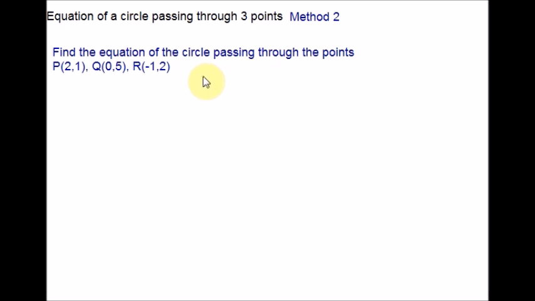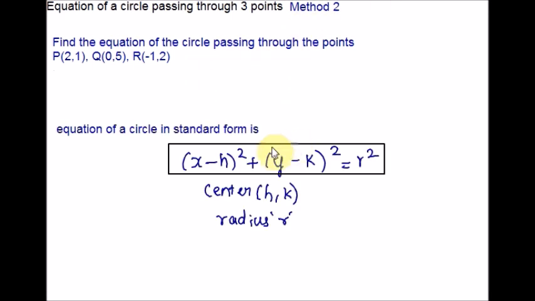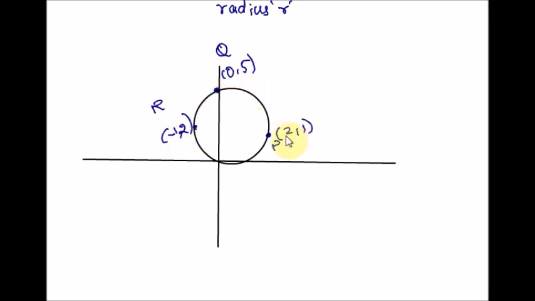I have taken an example. We are going to use the center and radius form of a circle. Here is the standard form of the circle, where h and k is the center and r is the radius. To illustrate this problem, I am going to sketch the circle with the 3 points given. These are the 3 points P, Q, R given in the question.